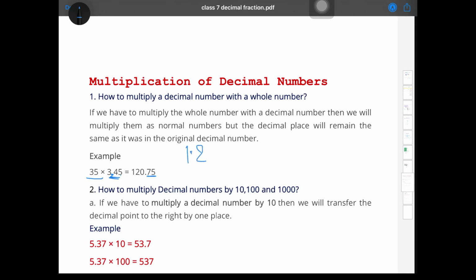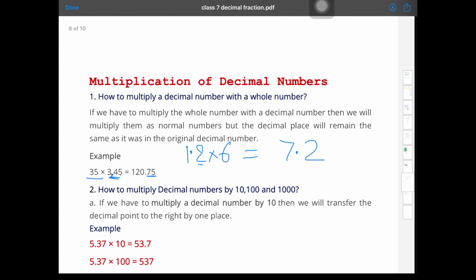One more example I'll give. Suppose you are doing 1.2 into 6. You know 12 into 6 will be 72. So do one thing, the point is before 1 digit. So in the result also you have to give the point before 1 digit.